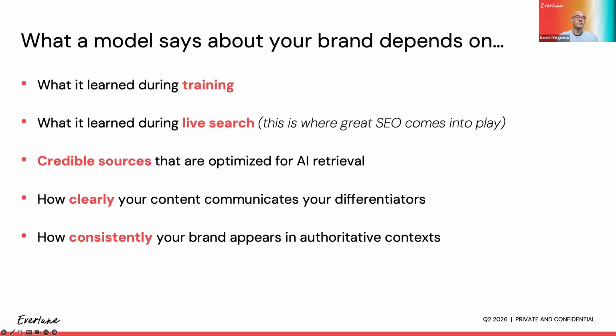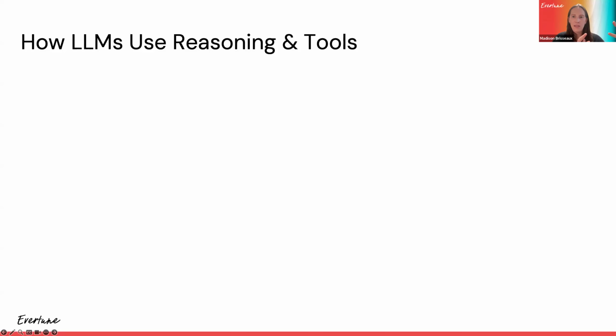So let's dive into how this actually plays out in the real world. We talked about the third phase of an LLM's development. It involves using reasoning and tools. That's what we call agentic AI. The process simply works like this: when a user submits a prompt, the LLM receives that user prompt.